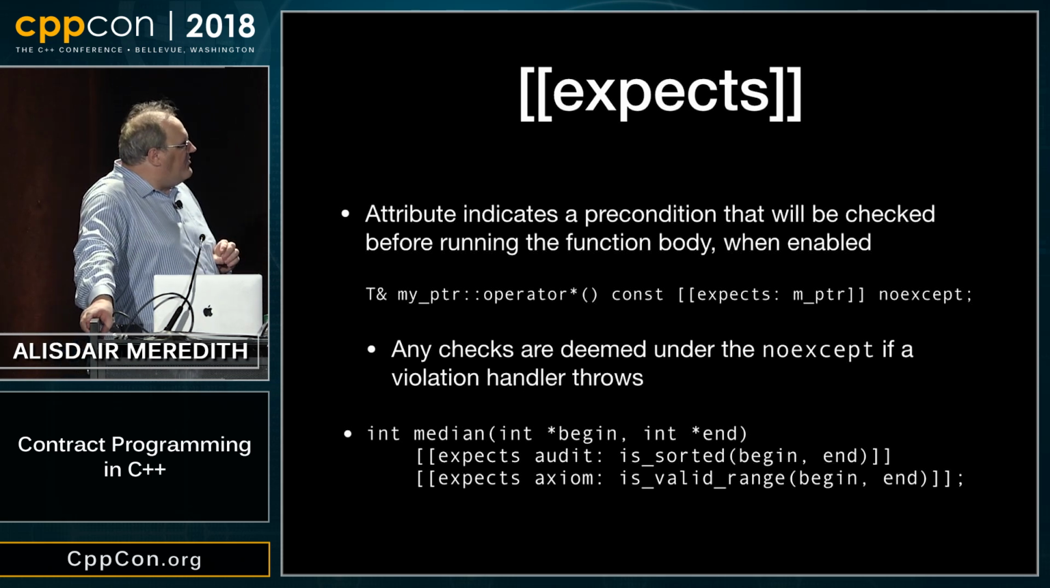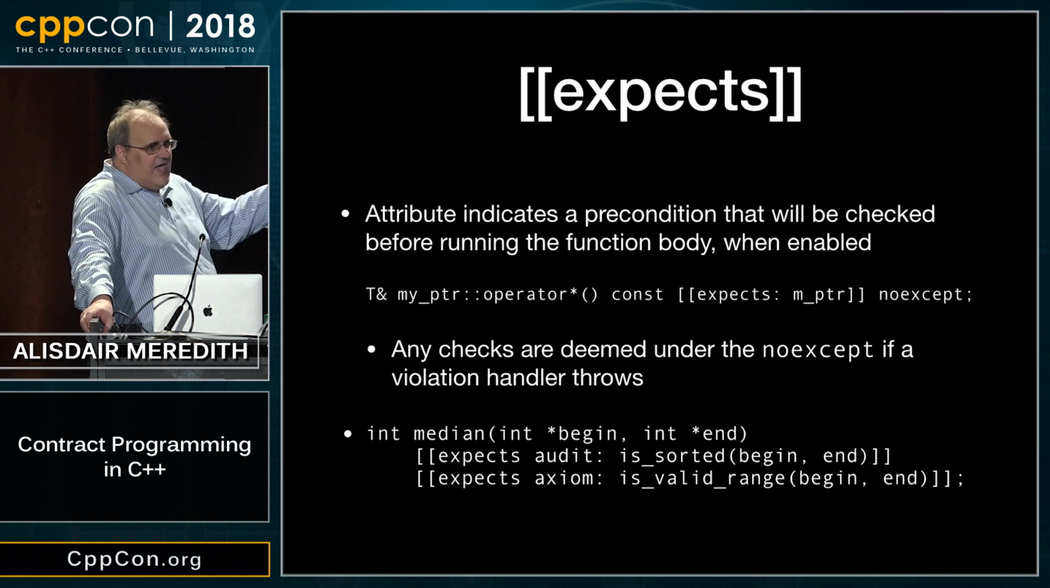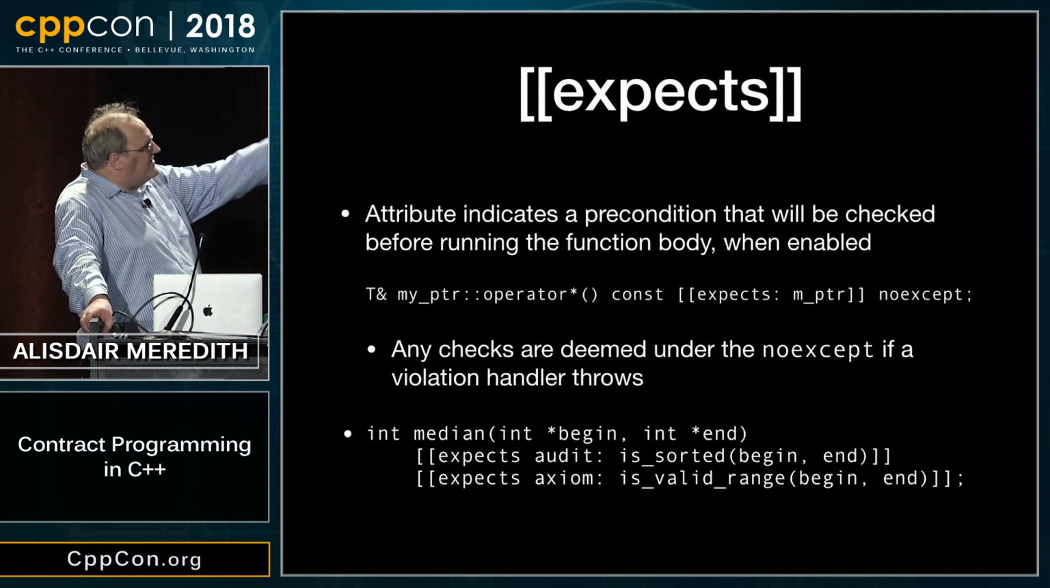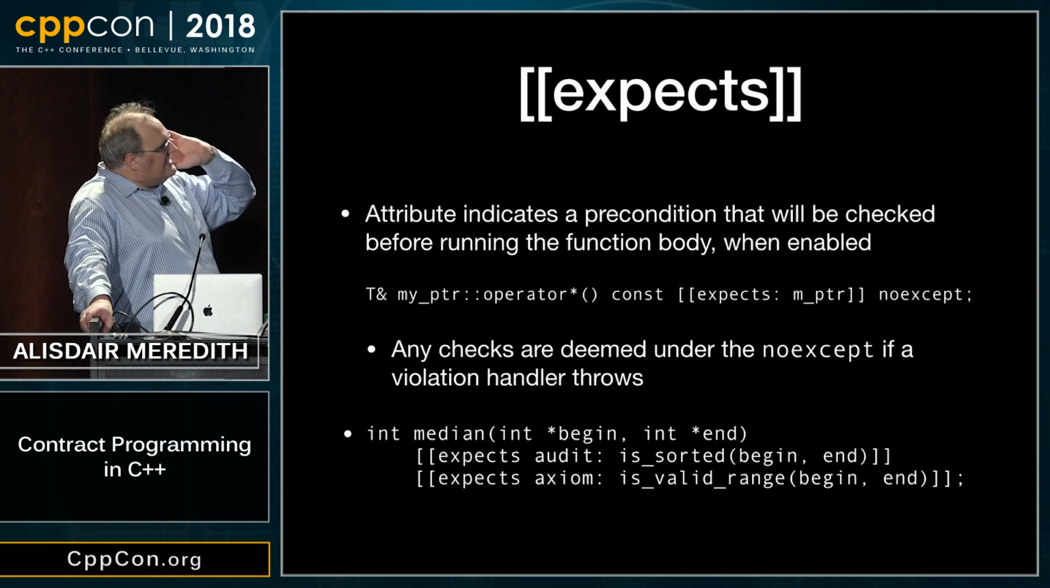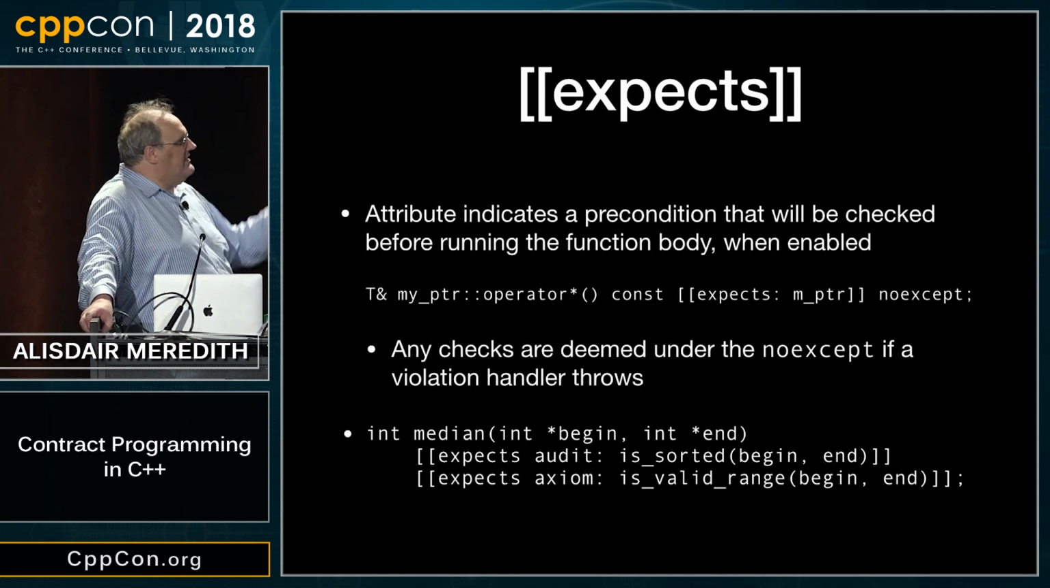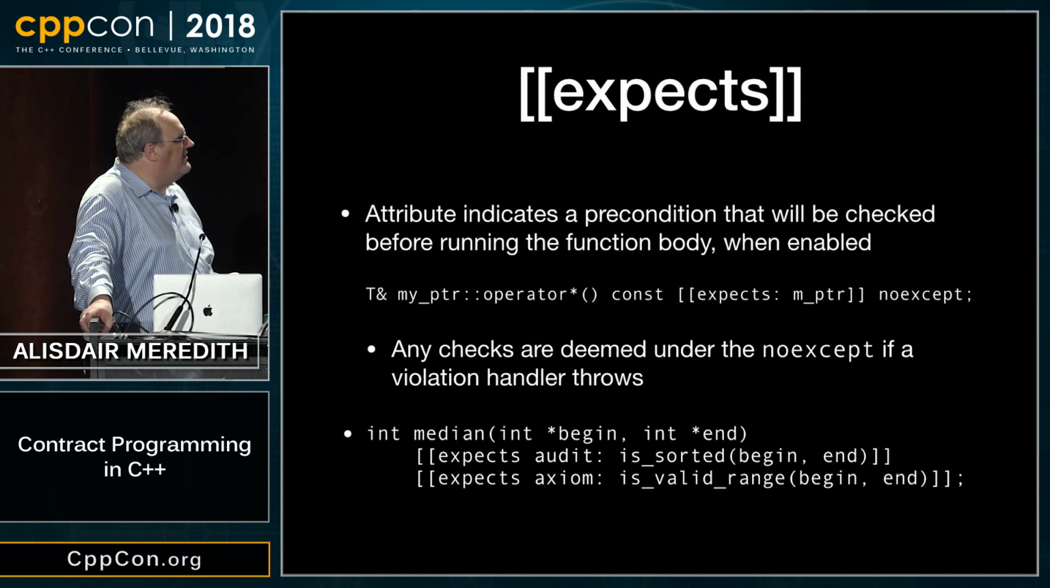So, quick example, using the expects attribute. Expects, as we expect, is an attribute that says this is the precondition that must be satisfied before you call my function. Here I've got a typical smart pointer dereference, returns T reference, my pointer operator style const, expects that my data member, the pointer, is not null. And yay, my function is noexcept.